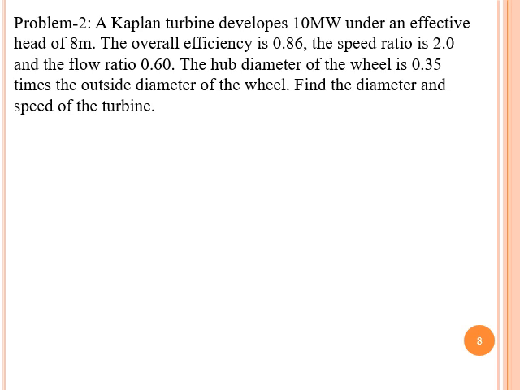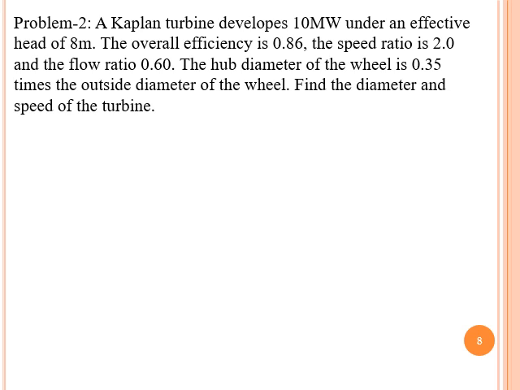Coming to another problem, problem number 2. A Kaplan turbine develops 10 megawatt under an effective head of 8 meter. The overall efficiency is 0.86, the speed ratio is 2, and the flow ratio is 0.60. The hub diameter of the wheel is 0.35 times the outer diameter of the wheel. Find the diameter and speed of the turbine.